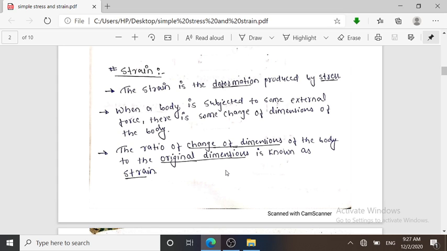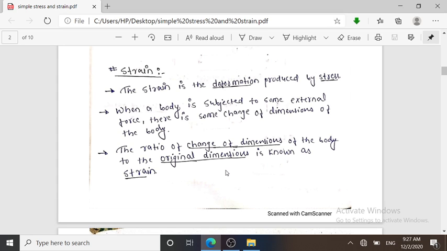My dear friends, in the simple way, if you define the strain, a strain is nothing but the measurement of deformations. And what is deformation? Deformation is nothing but the change in dimensions of the body. So if there is a change in dimension of the body, it needs to be measured, and that is known as strain. Or we can also define the strain in this way: the ratio of change of dimension of the body to the original dimension is known as strain.